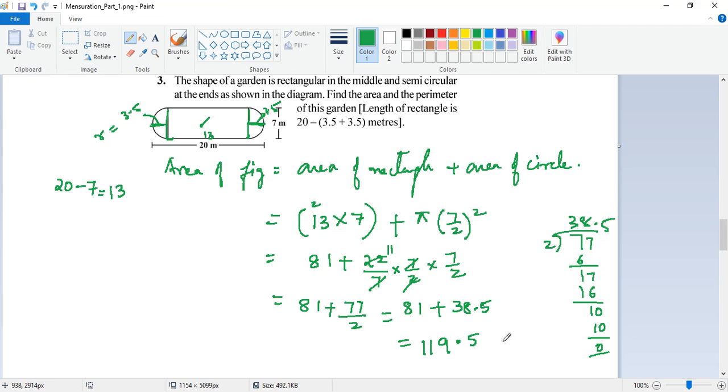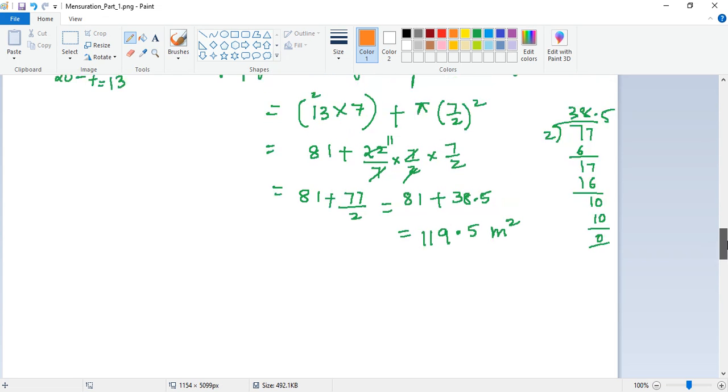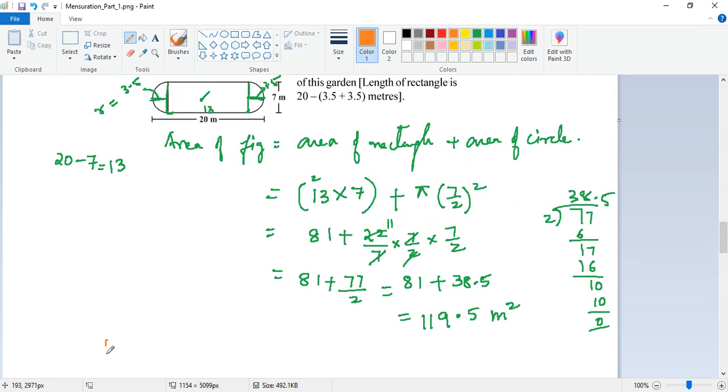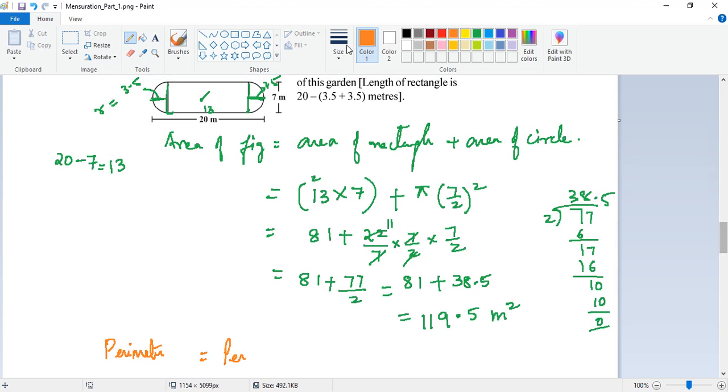19.5 meters square. That's the area of the figure. Okay, now they are asking you to find the perimeter. So for perimeter you will be using the formula for the perimeter. You have to be careful here: you can't just add the perimeter of the rectangle and the perimeter of the circle.